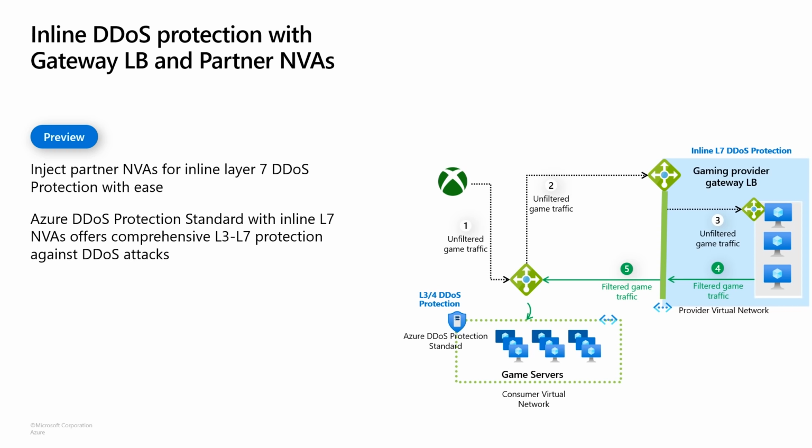Now, while DDoS is great at preventing volumetric-based attacks, it's also important that in scenarios like gaming, you have to have the DDoS protection that is inline. You don't have a lot of time for the attack to happen and then mitigate it. The attack should be mitigated as and when it's happening.